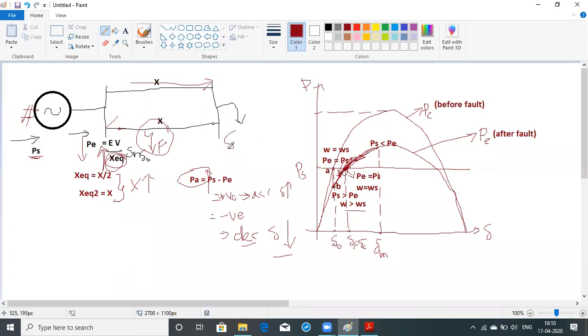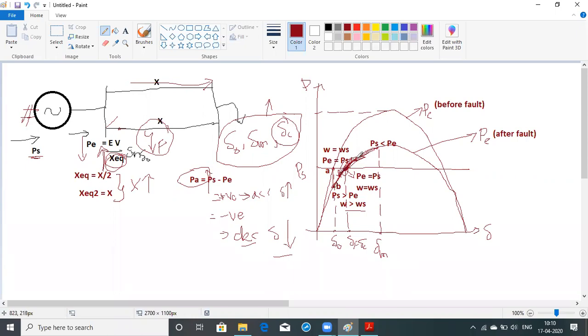One angle is delta naught, which is the starting point, another angle is delta maximum, which is the maximum value it moves to, and delta C, which is the critical clearing angle, where it is going to settle back to the system. So these are the three angles we are going to use to find this critical clearing angle. The critical clearing angle is this one. We need to derive this one. So this is one example.